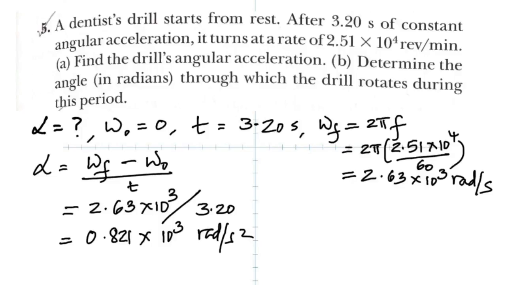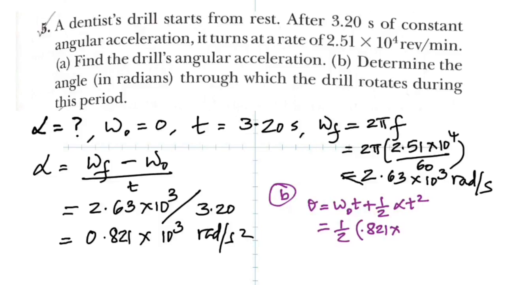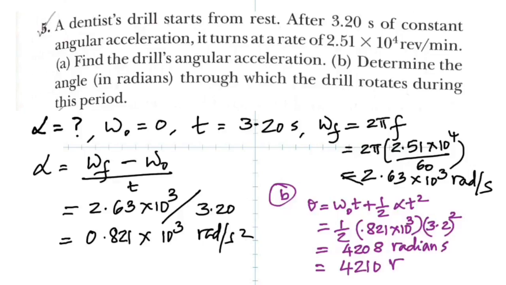In the B part, you have to find the angle through which the drill rotates during this period. To find theta, we can use this equation. And the first term vanishes because omega naught is 0. So you just have 1/2 times the alpha that we just got now times the square of the time, which gives 4,210 radians.